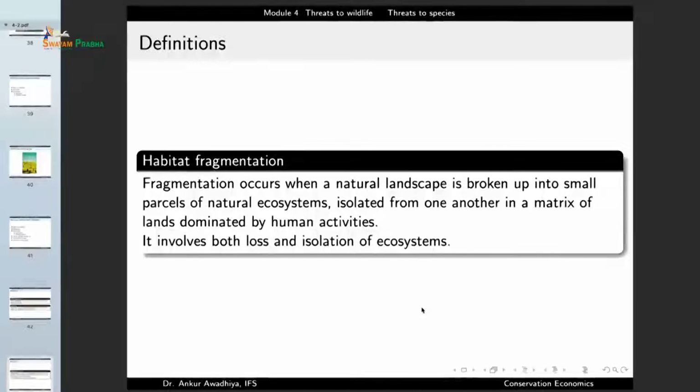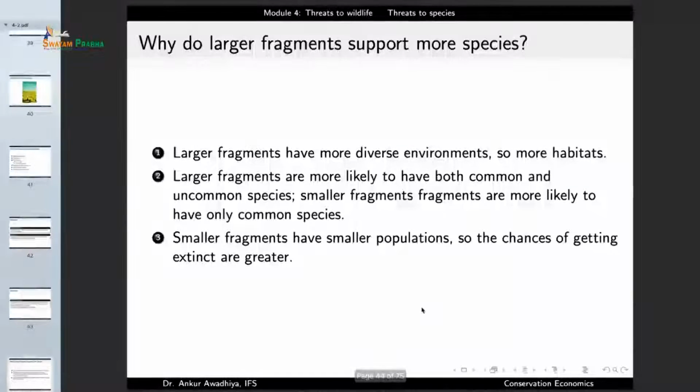Fragmentation occurs when a natural landscape is broken up into small parcels of natural ecosystems, isolated from one another in a matrix of lands dominated by human activities. It involves both loss and isolation of ecosystems. So what we are saying here is that in place of a continuous large sized area, we are dividing the area into very small parcels or pockets of land, pockets of habitat, and this is known as habitat fragmentation. So a large sized habitat is fragmented into smaller parcels.